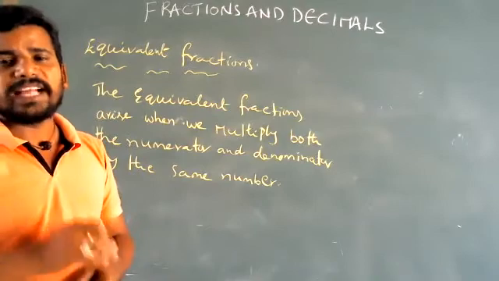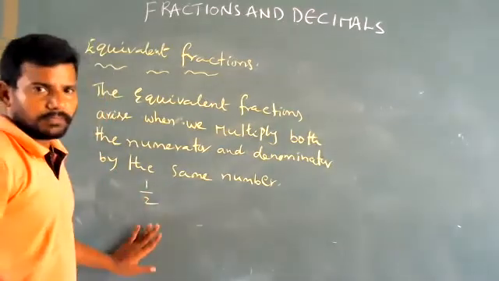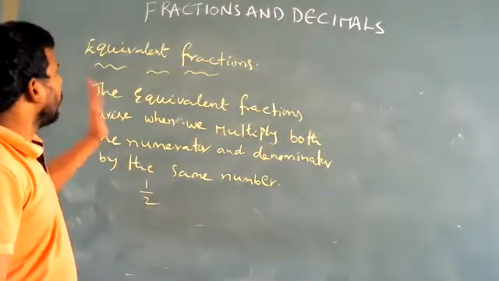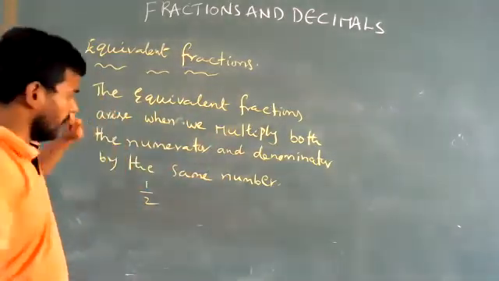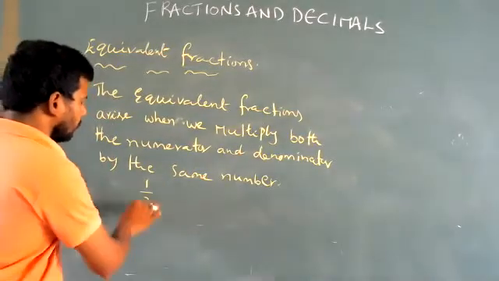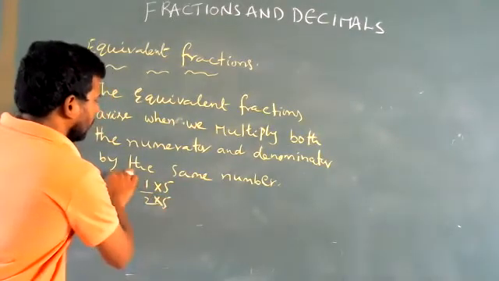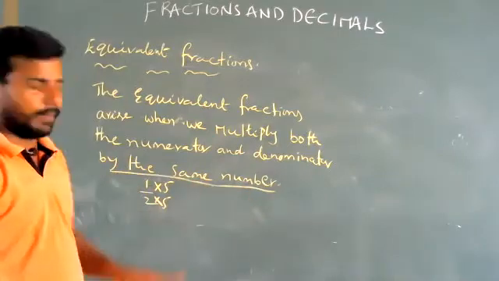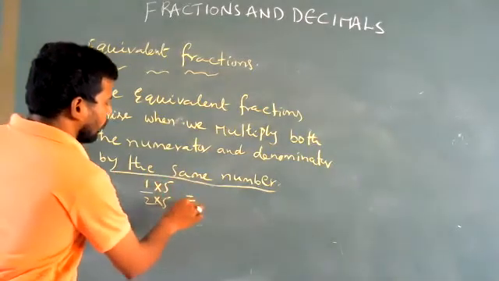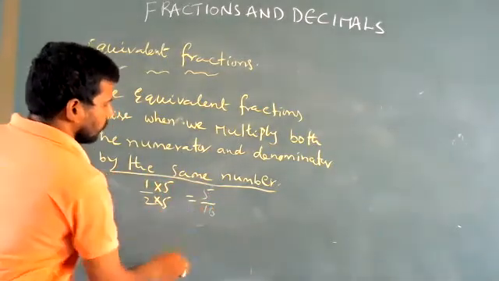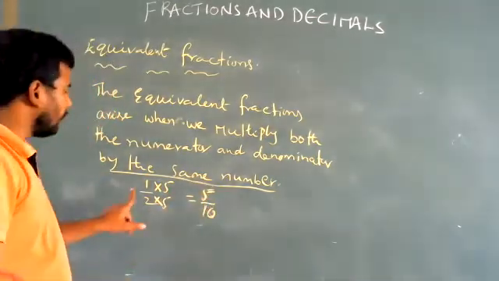One fraction has a numerator and a denominator. For example, I take 1 by 2. What is the equivalent? When we multiply both the numerator and denominator by the same number. So 1 is called the numerator, 2 is called the denominator. Multiply by 5 and 5. Here we take the same number for both. Which number? 5, 5. So 1 5s are 5, 2 5s are 10. So 5 by 10. This 5 by 10 is an equivalent fraction of 1 by 2.